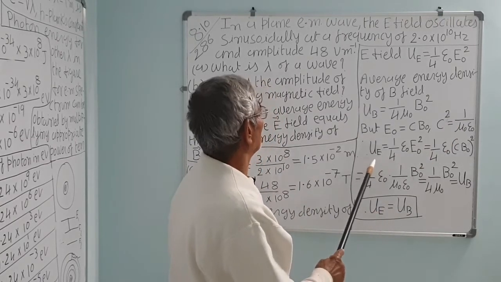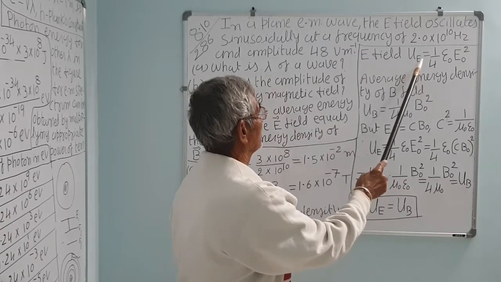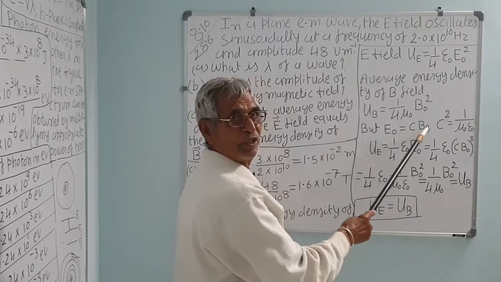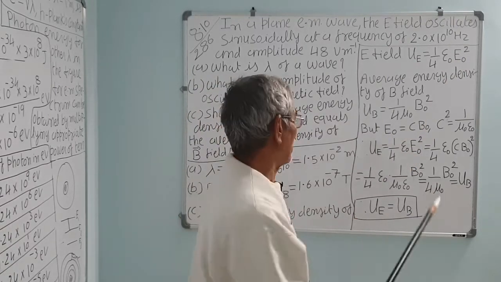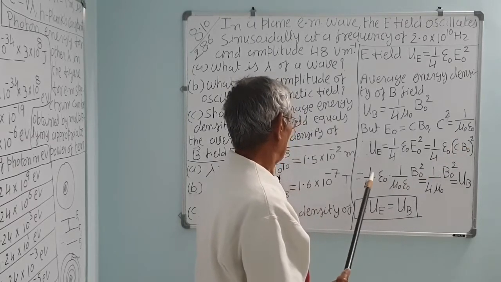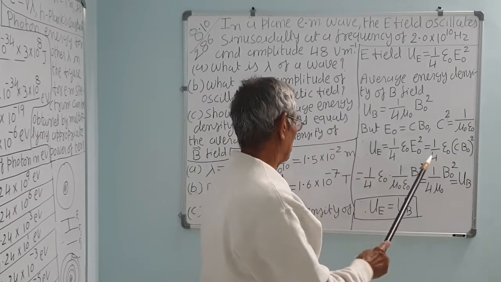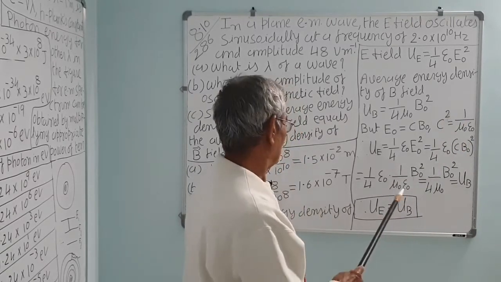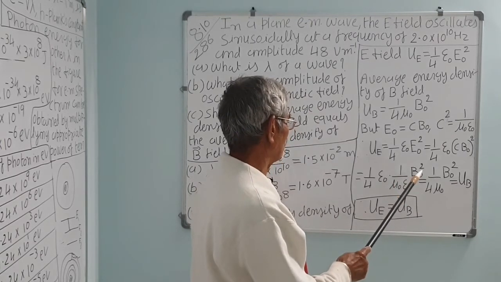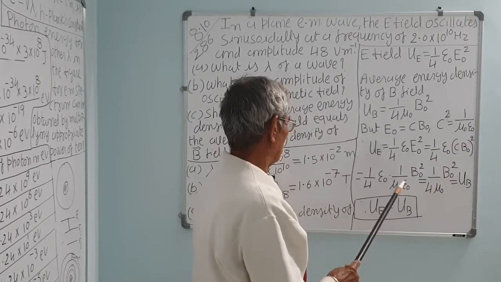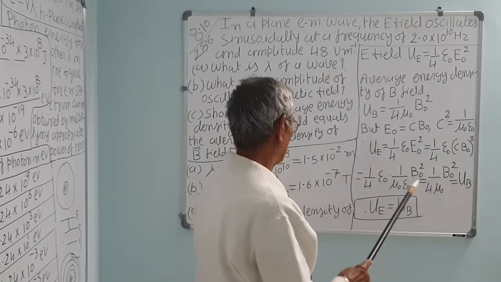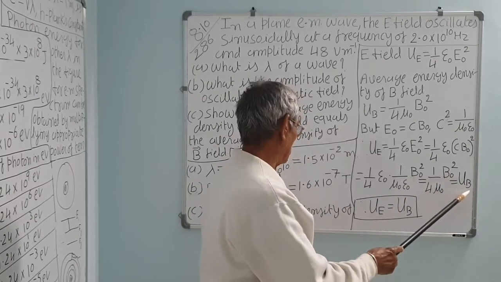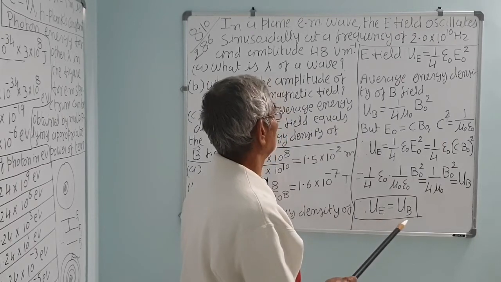So let us take UE first. The electrical energy UE is 1/4 epsilon 0 E0 square. Now E0 is equal to C B0, so E0 square will be C square B0 square. That is equal to 1/4 epsilon 0 C square B0 square. Now C square is equal to 1 upon mu 0 epsilon 0, so 1 upon epsilon 0 mu 0 into B0 square. Correct? So epsilon 0 cancels, and that is equal to 1 upon 4 mu 0 into B0 square, which is nothing else but UB. So UB is equal to UE. Both are equal.